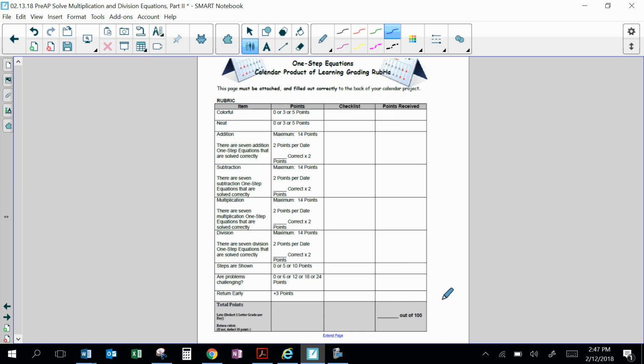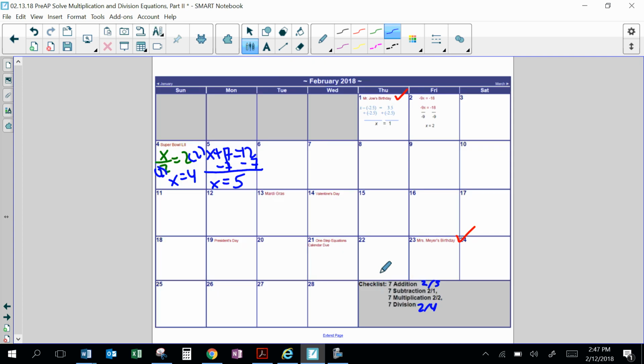How neat is it, and did you color? Did you do 7 additions, 7 subtractions, 7 multiplications, 7 divisions? If so, did you solve them all correctly? Did you show me the steps? Are your problems challenging? Did you use decimals, maybe fractions, maybe negative numbers? If you use nothing but positive numbers, I will take off points. Did you turn it in early? You get 3 points.